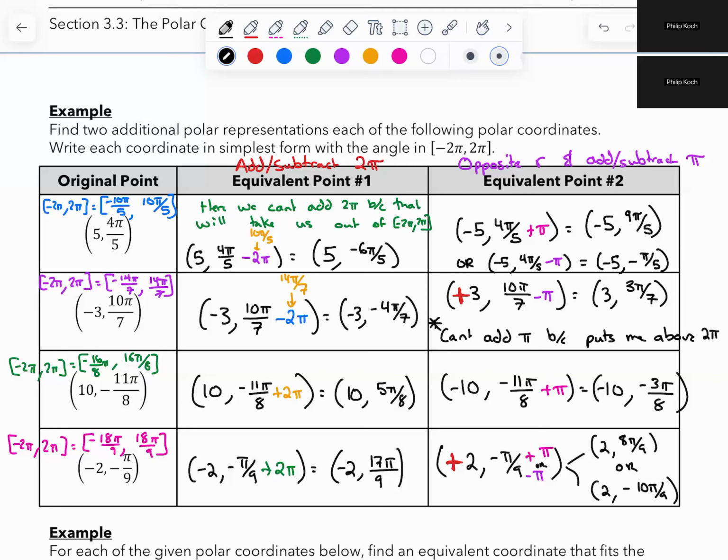And then for the other option, I would have to change the sign to flip the direction of the R, making it positive 2. Then if I add pi, I will stay in the interval. But if I also subtract pi, in this case, it will work. In the previous one, with the adding of the pi, I can't subtract pi because that would make me go outside of negative 16 pi over 8. Any questions on that?